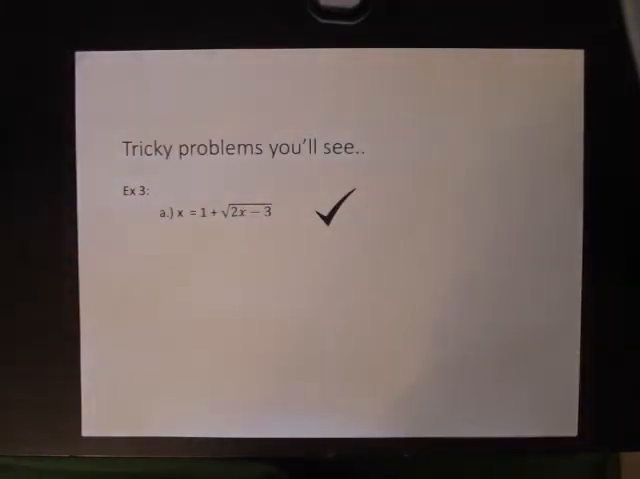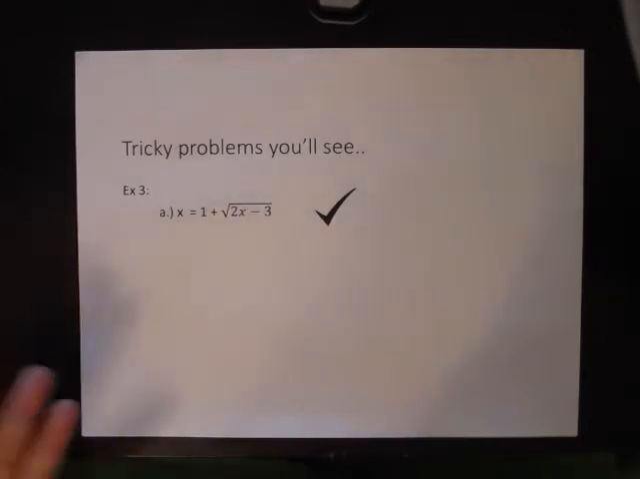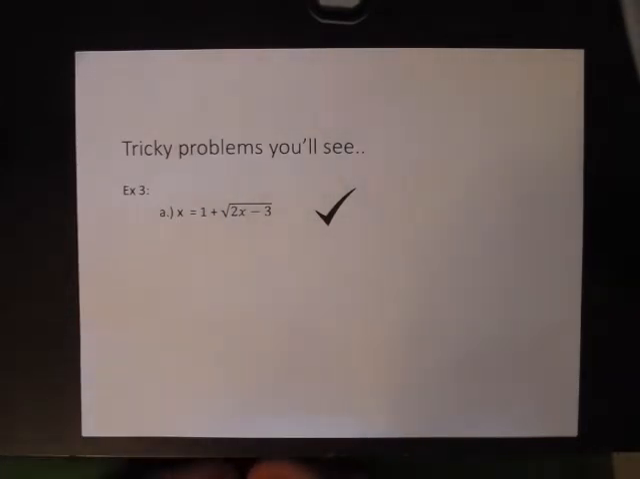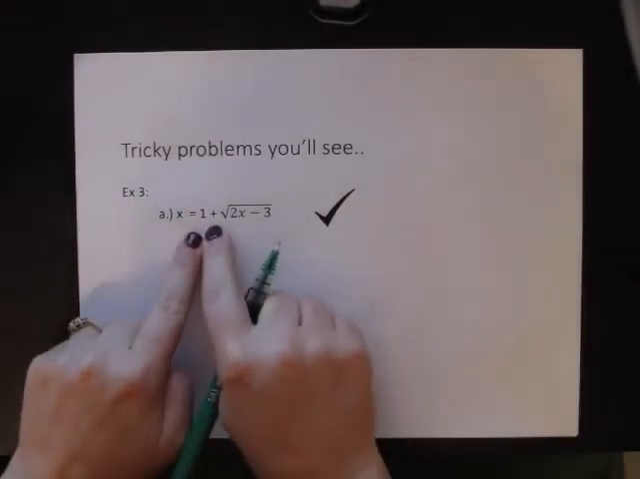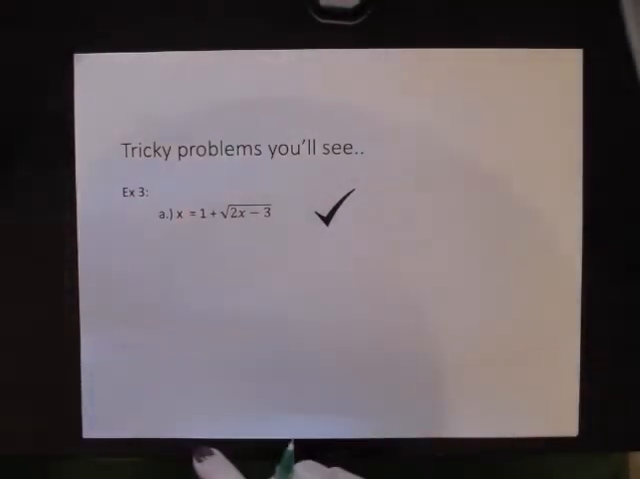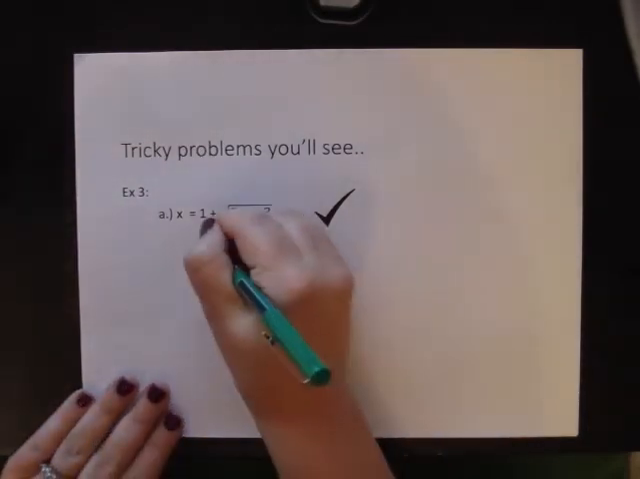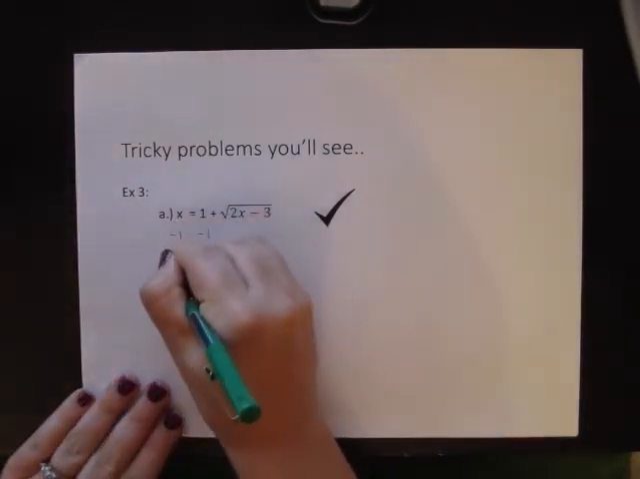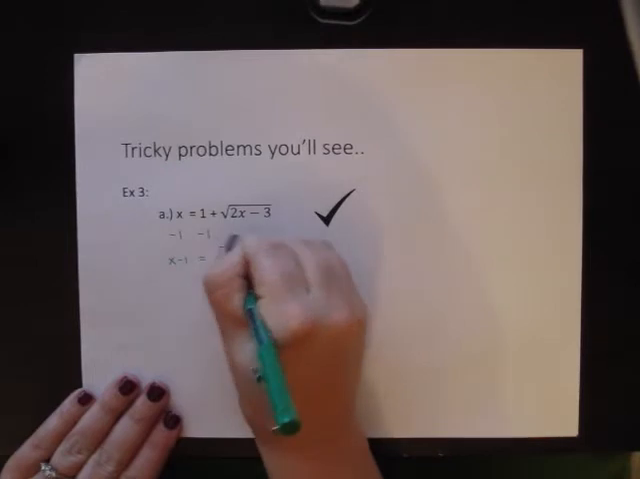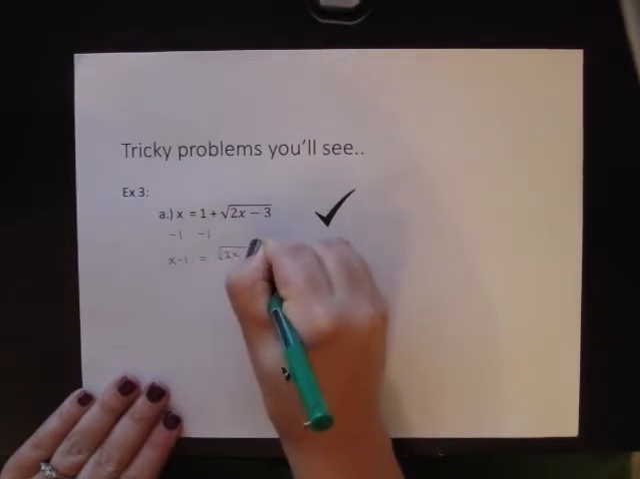Okay, so now here's a trickier problem that you'll see because you actually have to do step 1. So the first thing we're going to do is read the problem. So we have x equals 1 plus the square root of 2x minus 3. So the first thing you have to do is isolate the radical. So you see how there's an addition of 1 on the square root side. So we have to subtract the 1 on both sides. So we get x minus 1 equals the square root of 2x minus 3.